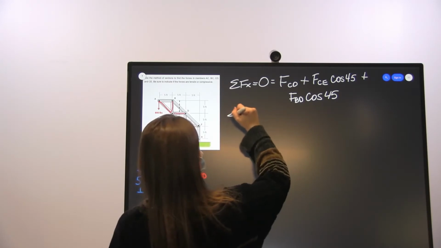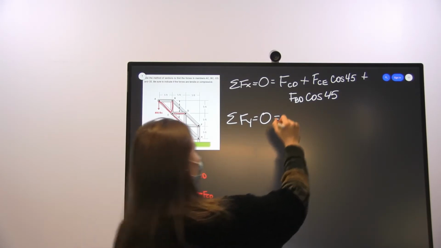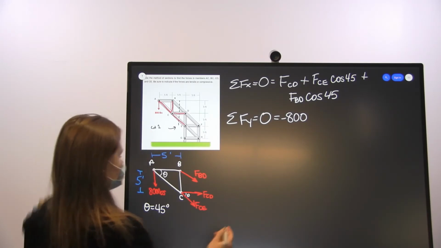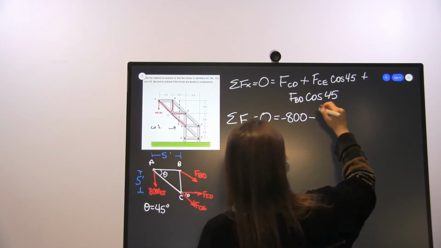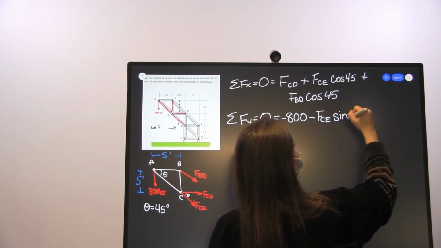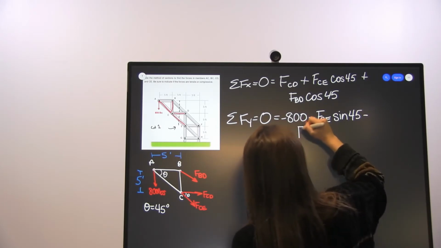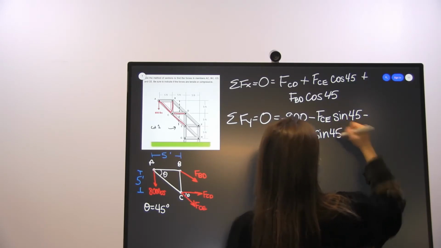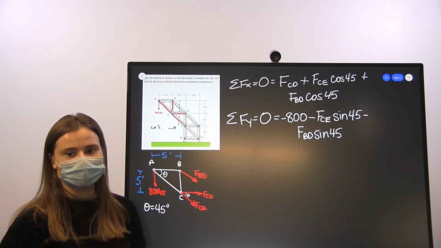We can take the equilibrium equation for forces in the y direction, which equals 0, and that's going to be negative 800, because we have this 800 pounds acting downward, minus the y component this time of CE, which is sine of 45, minus the y component of force BD, which is also sine 45. So these are our two equilibrium equations to start, but we can't solve for these yet. We don't have anything we can solve for.